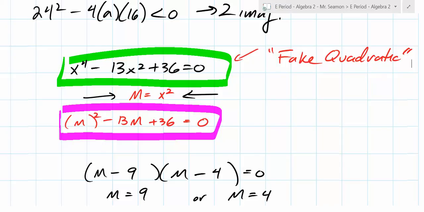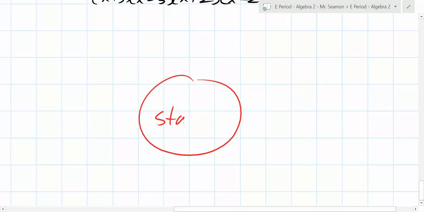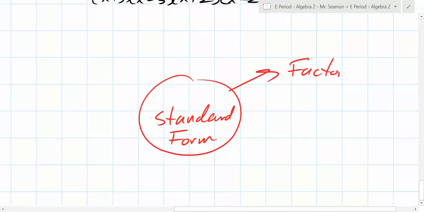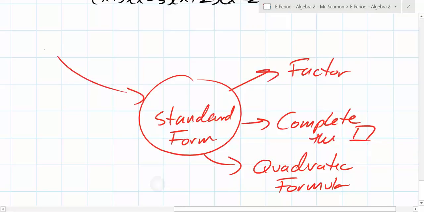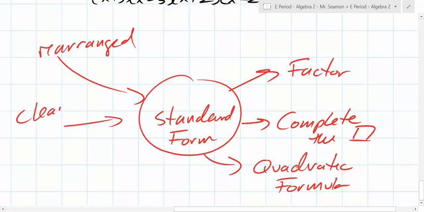So what we're trying to get at is we love the safety of standard form. Because once we get to standard form, what can we do from standard form? We could factor. We could use the quadratic formula. Or we could complete the square. Right, exactly. But are we always going to start with standard form? No. So one thing, it could be just rearranged. You would need to maybe clean it up. What do I mean by clean it up? Some terms might not be grouped properly. But another thing is it might be a fake quadratic. This is what you just saw.